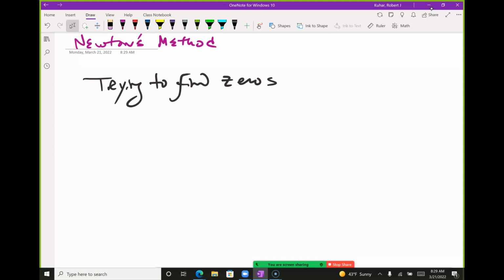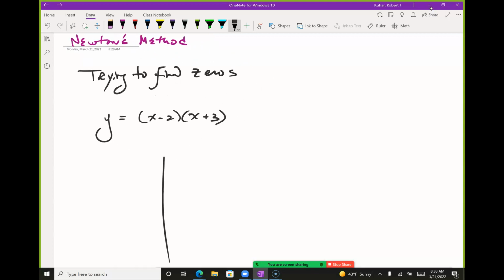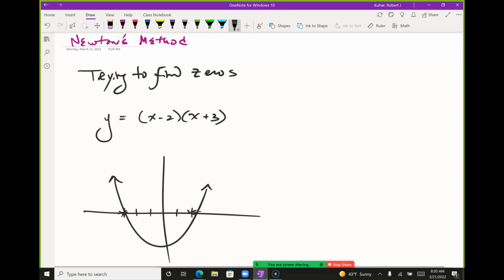Or better yet, solutions, right? Like if I say to you, y equals x minus 2 times x plus 3, right? You can see I have a 0 at 2, right? You with me there? So 1, 2, 3, there's a 0. 1, 2, there's a 0, right? We know it's doing something like that, right? So Newton's method is trying to find a 0 for this thing.